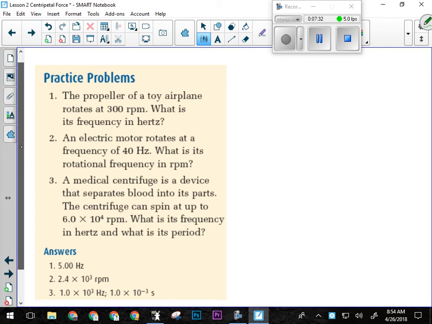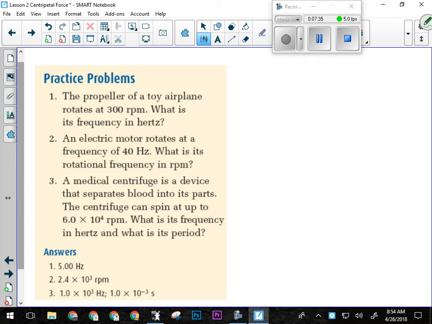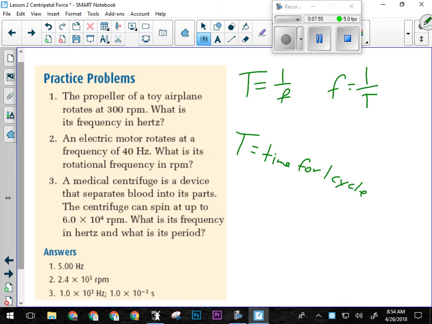Just to review a couple of things here. These are not to do with curves, like with bank curves or anything, but just to review a couple of things here. This has to do with T equals 1 over f. We talked about that the first day. F equals 1 over T. Remember that period is the time for one cycle, and that means that it is in seconds. The units are in seconds or minutes or years or whatever.